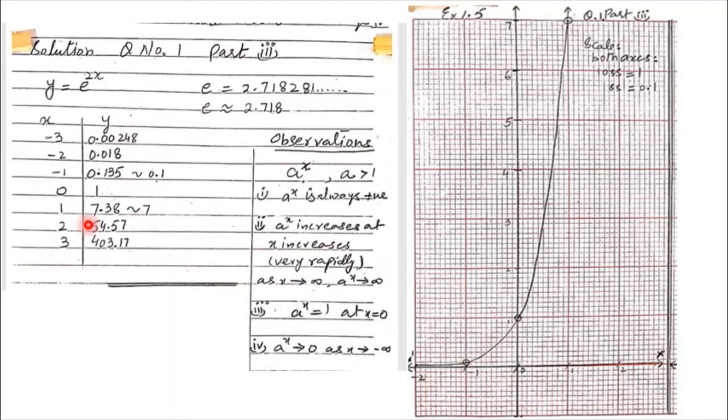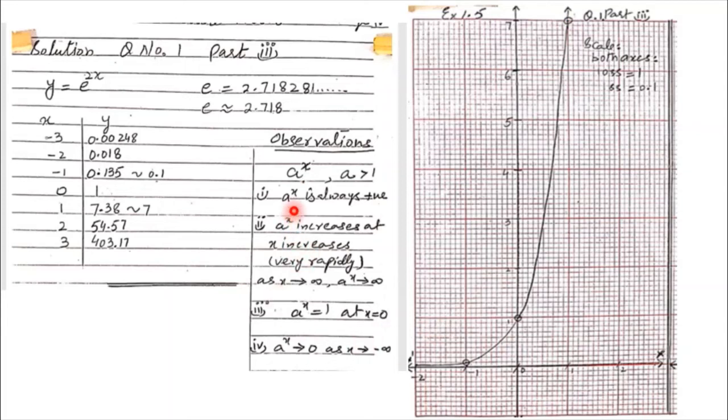Let's start plotting from the center value. At x equals to 0, y is 1. Then at x equals to 1, y is 7. Then at x equals to -1, y is 0.1. Here it is. Now take your pen and join these points with a smooth curve and you will get the graph of e raised to power 2x.